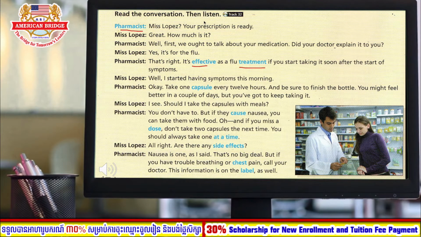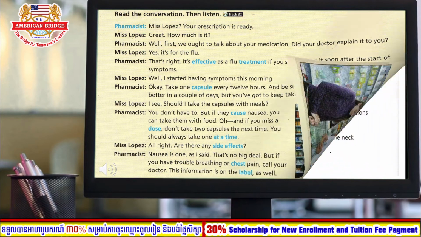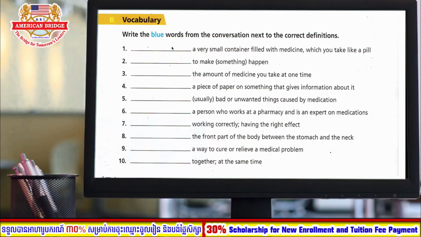Okay, so as I said, these are the keywords in blue that you need to work on. Now let's move on to another part, which is Track 32. Another part, which is the vocabulary. As I said, these are the meanings. So when you have the definitions of the blue words, what you need to do is fill in the word in its correct meaning right here.